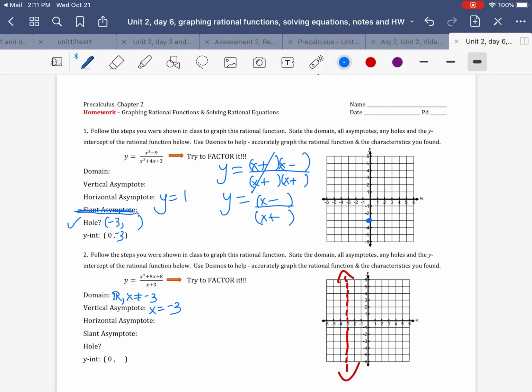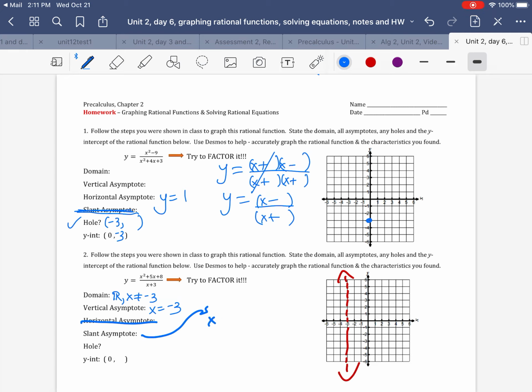All right, and then your horizontal asymptote. Well, if you notice here, the degree of the numerator is bigger than the degree of the denominator. So you are not going to have a horizontal asymptote. You're going to have a slant asymptote this time. Like we talked about in class, you're going to need a slant asymptote.